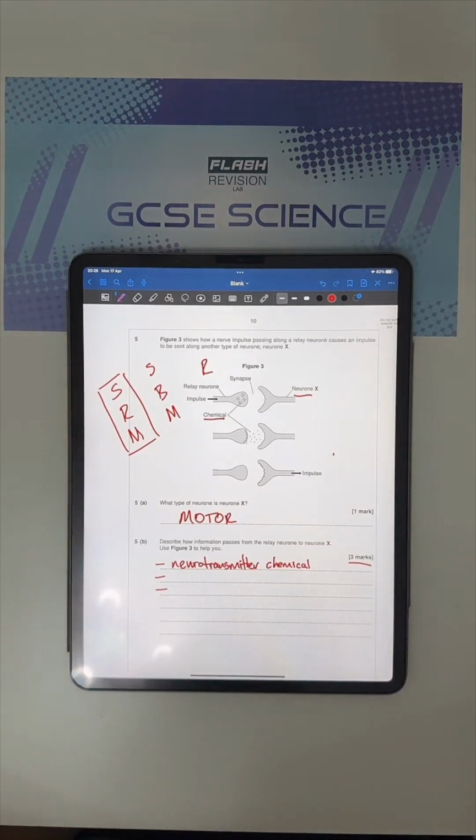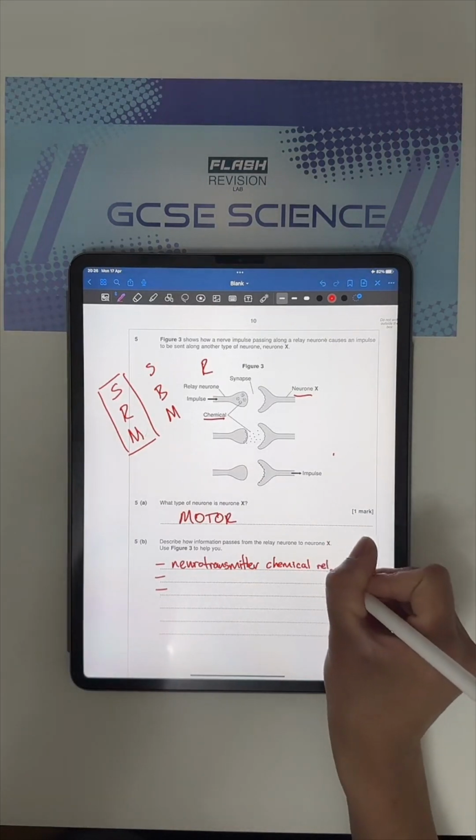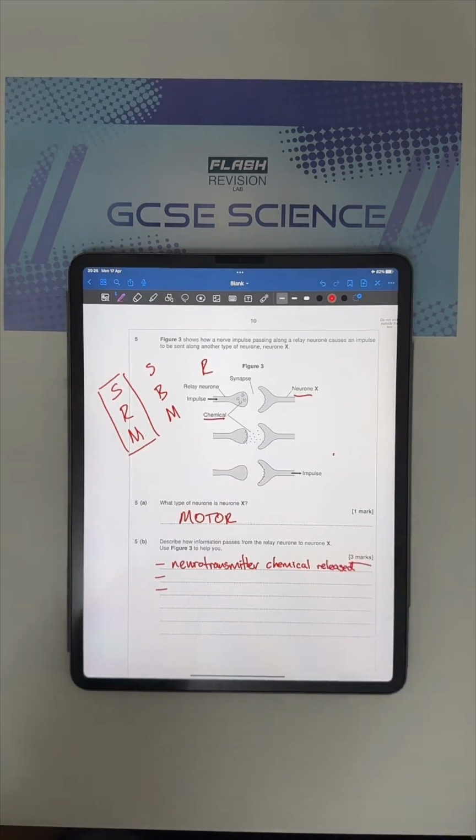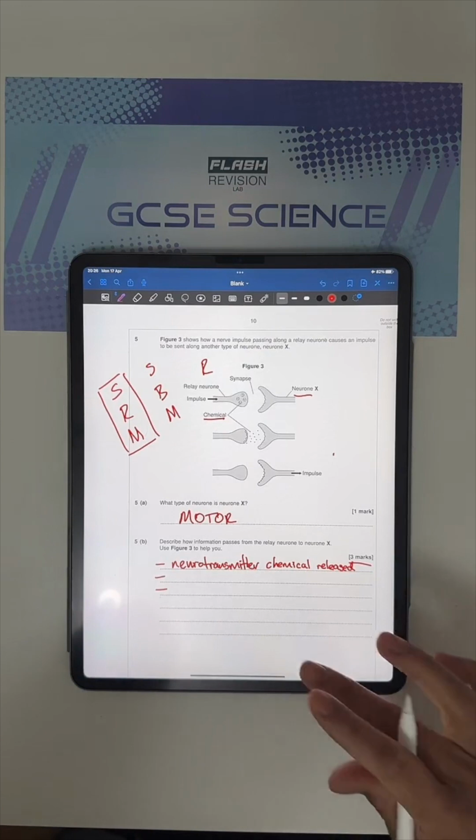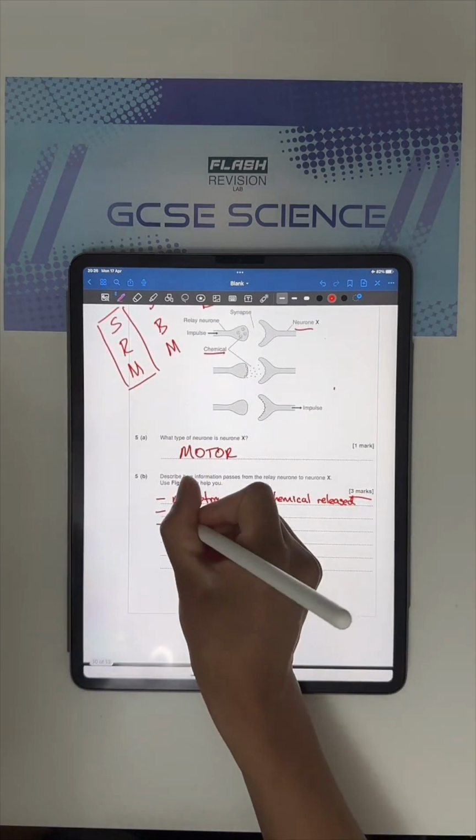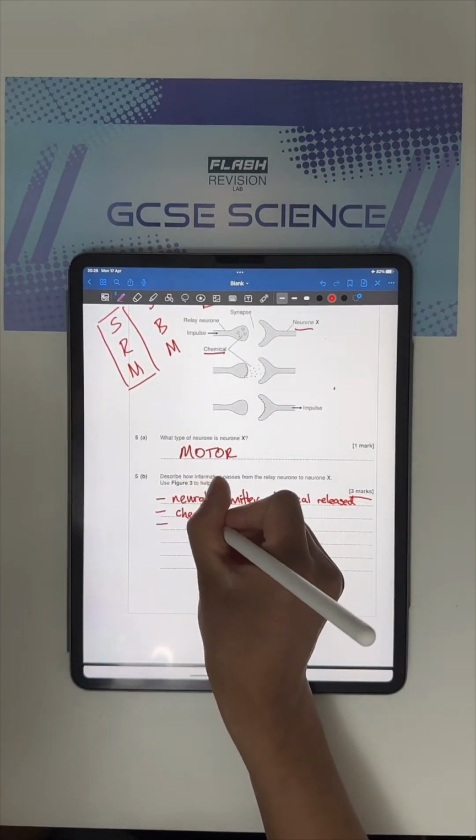That's the first thing to talk about. We'll say it's released. Then, did we mention it? Yeah, Angie mentioned it. So there's diffusion through the gap. So the chemical diffuses.